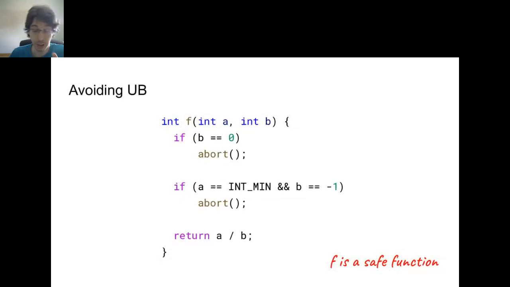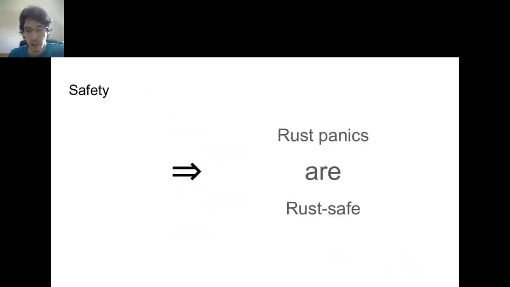If this was a Rust function, we would say this is a safe function, because there is no code path that can trigger undefined behavior in this function, no matter what the input. So, another example of what counts as Rust safe.